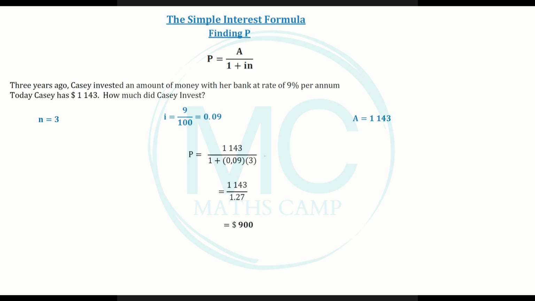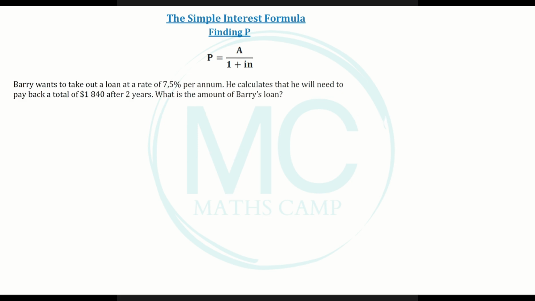Let's do one more example. Barry wants to take out a loan at a rate of 7.5% per annum. He calculates that he will need to pay back a total of $1,840 after 2 years. What is the amount of Barry's loan? Here, we are looking at the amount of Barry's initial loan, so we need to solve for P. Let's start by finding our A, I, and N values.